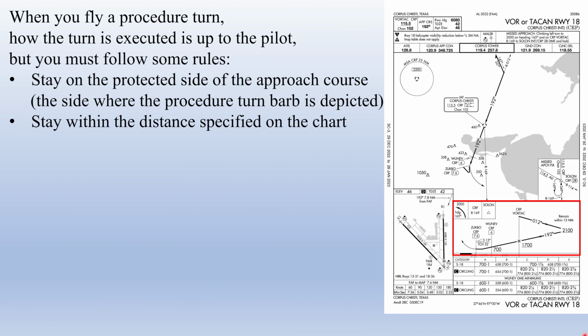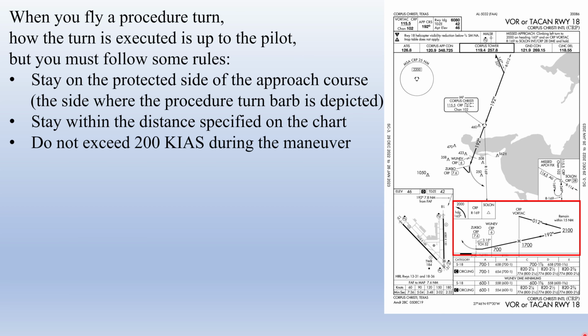And the final rule is that there is a speed limit on procedure turns. You should not exceed 200 knots of indicated airspeed during the maneuver, although if I were flying a procedure turn in an aircraft capable of flying that fast, I would probably fly it at no faster than 180 knots myself. That's a good maneuvering speed for aircraft that are capable of flying those types of speeds.